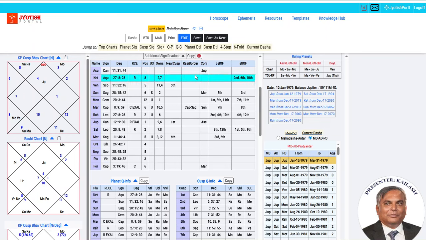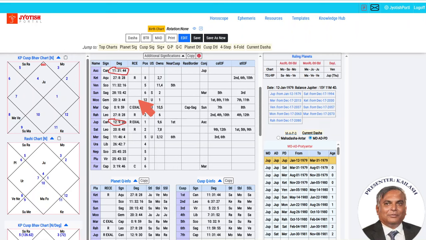Is the ascendant on the border of two signs? It is not. So that's a good thing. Then the rest of the thing you can make a note of. Jupiter is right on the ascendant. The ascendant is Cancer 11 degrees and Jupiter is at 12 degrees.